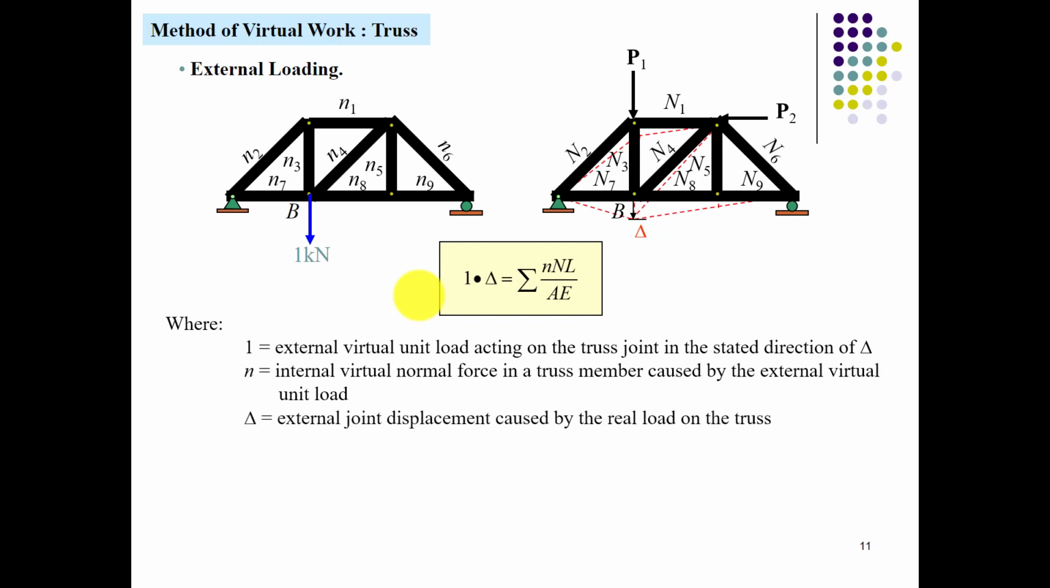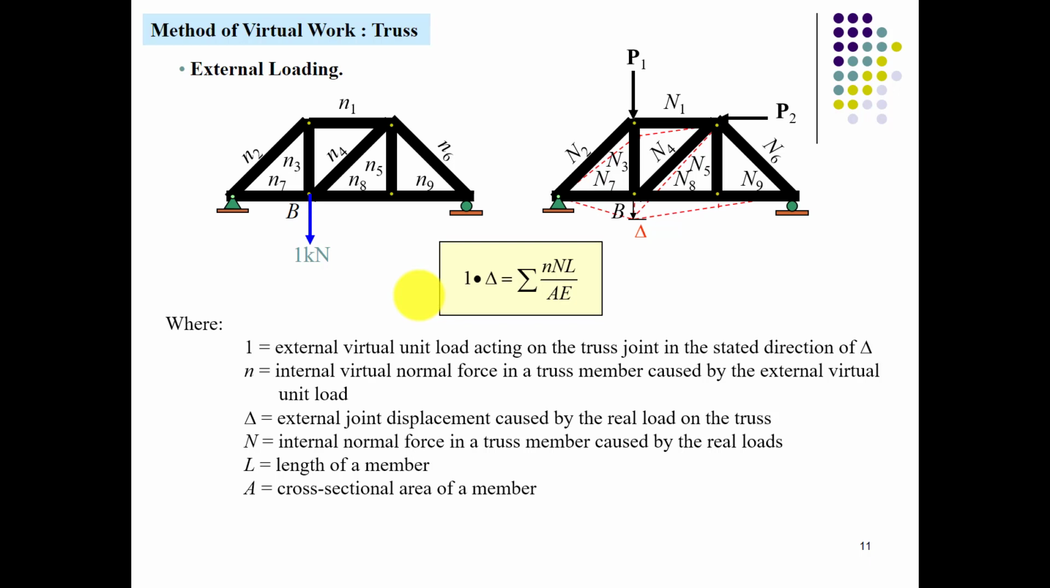Then you have a delta deformation at the point B. Then you have a normal force of the real loads. Length L is the length of each bar element or truss element. A is the cross-sectional area. E is the modulus of elasticity. AE is basically the stiffness of that bar element. Then you will calculate the amount of deflection at point B easily from this formula. We will solve real-time examples.